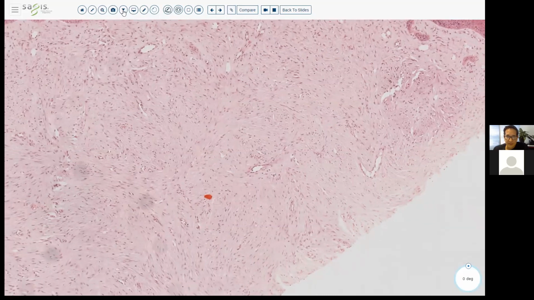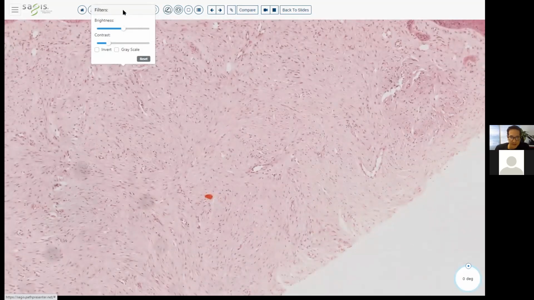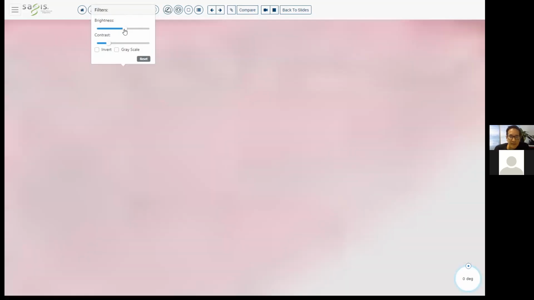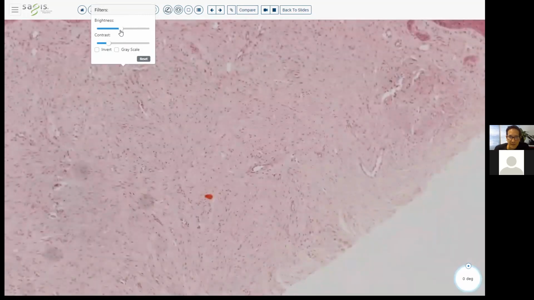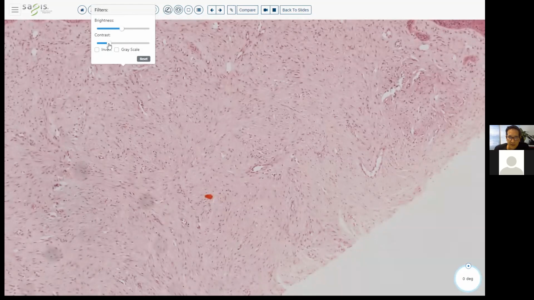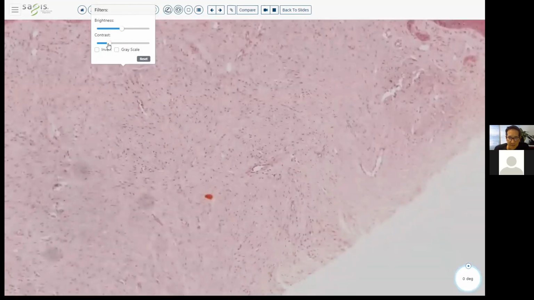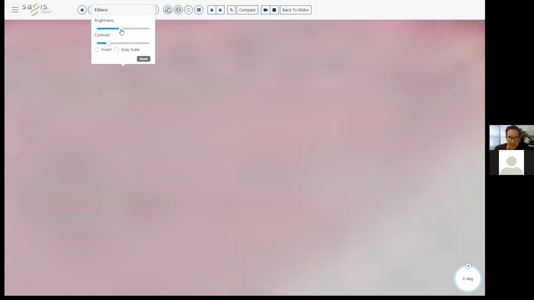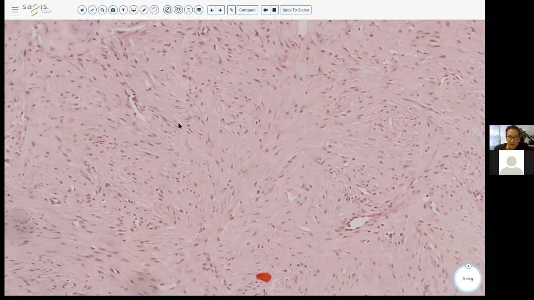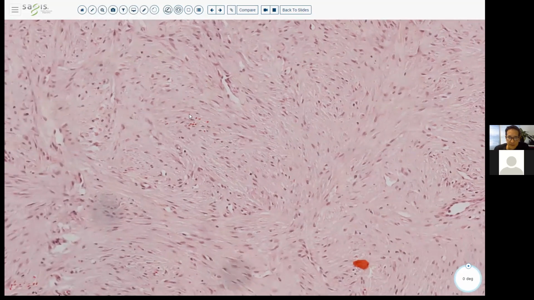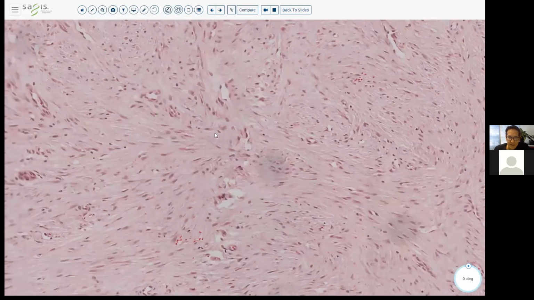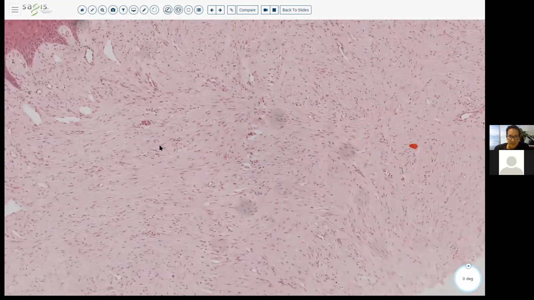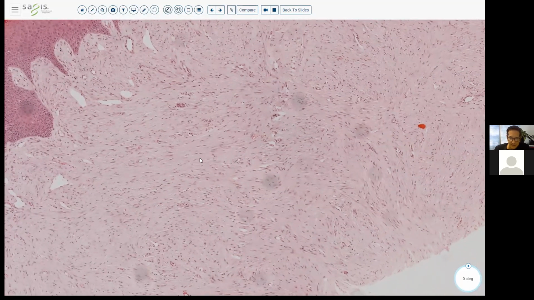And I am going to try to adjust this a little bit here. You guys can do this yourselves when you're using the Path Presenter platform here, like I'm doing. Let's see if I can darken this just a little bit. And really, the history is going to help you in this lesion. But we're thinking this is a fibrohistiocytic lesion.